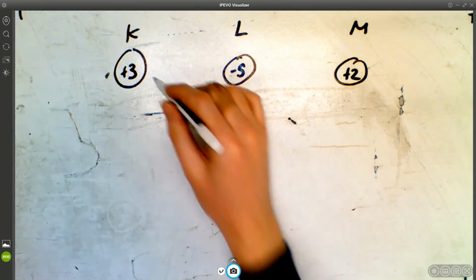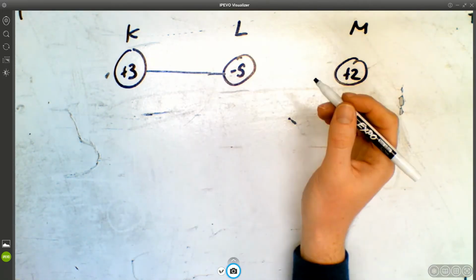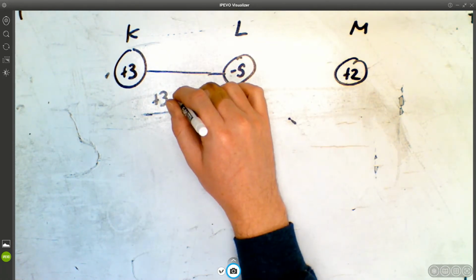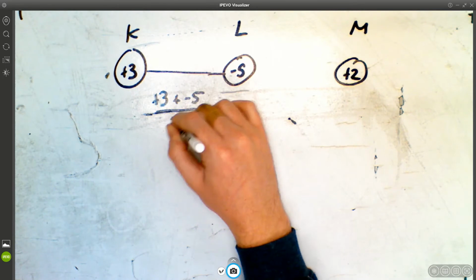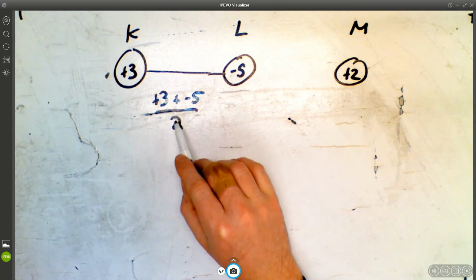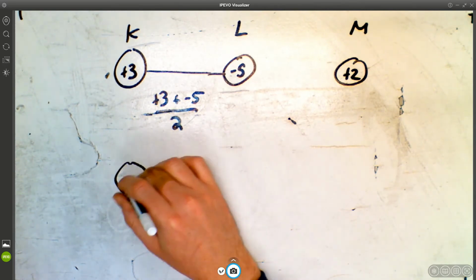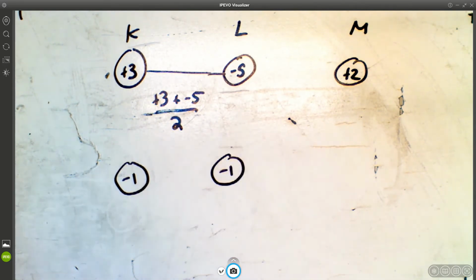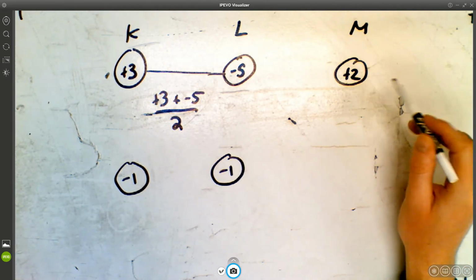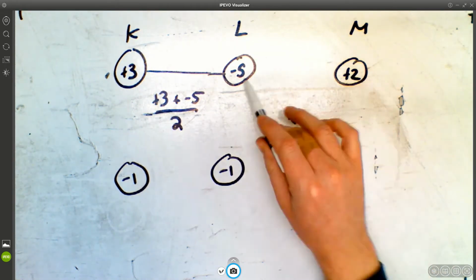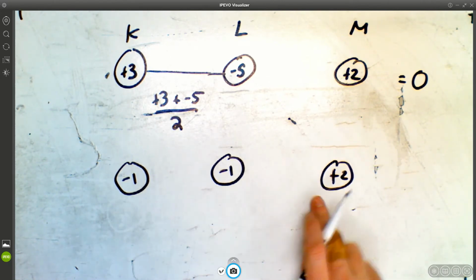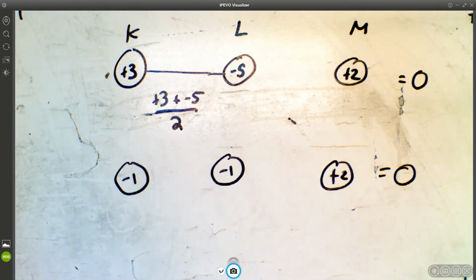So the order: these two are touched together. What we would do is add that together and divide it by 2. That's how we get the charge. So this would be -2 divided by 2, so it would be -1. And if you're doing this right, the total number of charges stays the same. So +3, +2, and -5 is equal to 0. -1, -1, and +2 is equal to 0, so that's good.